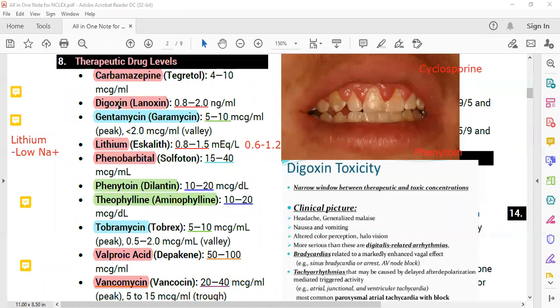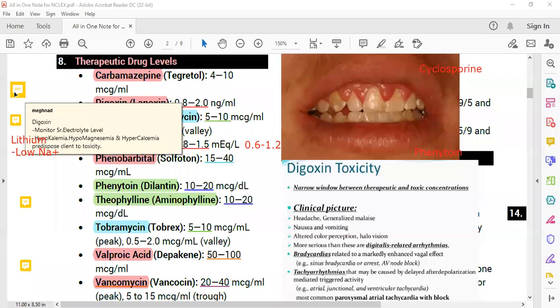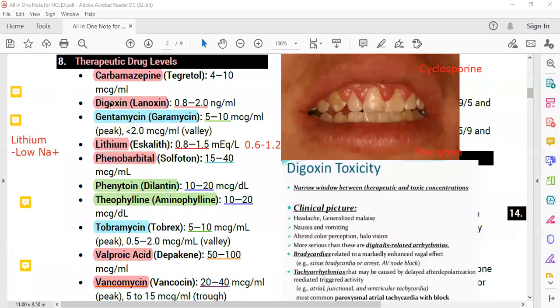Another one is digoxin. Other name is called Lanoxin. Digoxin we use as a cardiac glycoside. We use it for heart failure patients or cardiac patients. Digoxin therapeutic index is 0.8 to 2 nanograms per mL.